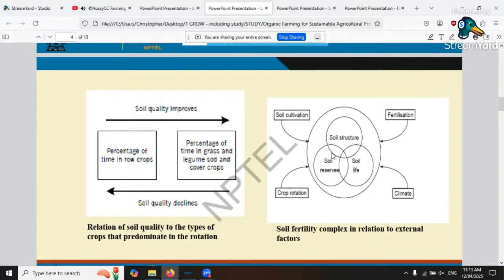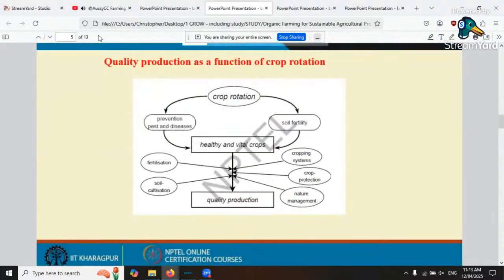No, that's talking about soil. Okay. Quality production as a function of crop rotation. Healthy and vital crops. Well, just before the pest and disease and soil fertility, you're going to get that from organic matter, from residue from any crop. So it's pests and diseases.